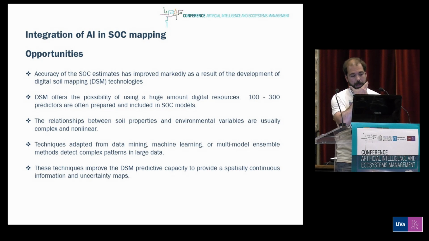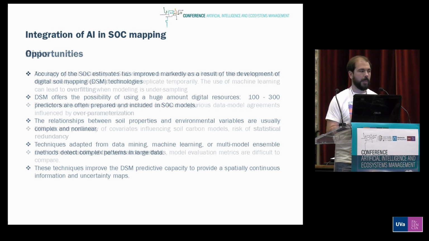So we will adapt techniques from data mining, machine learning, and multimodal ensemble methods to detect these complex patterns in the large data. And these techniques will improve the digital soil mapping predictive capacity to provide the spatially continuous information, which is what we need to have a map with continuous information. And very important, the uncertainty of the maps.